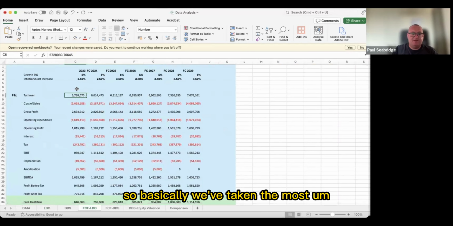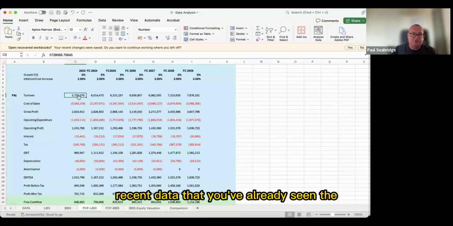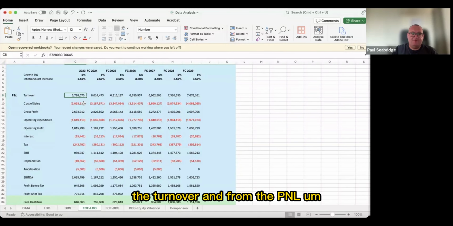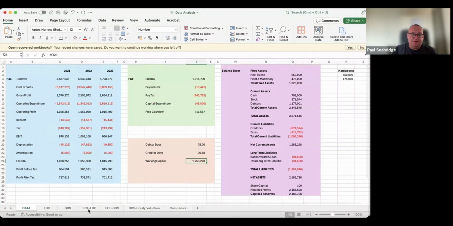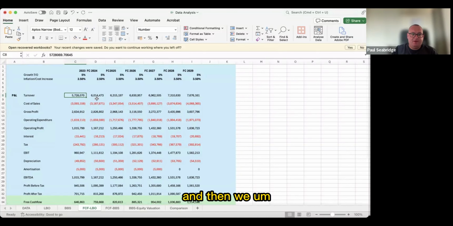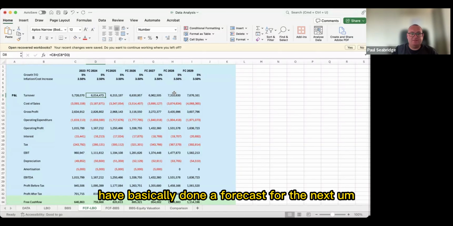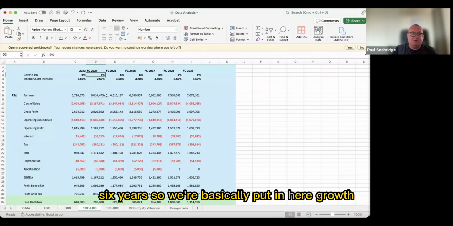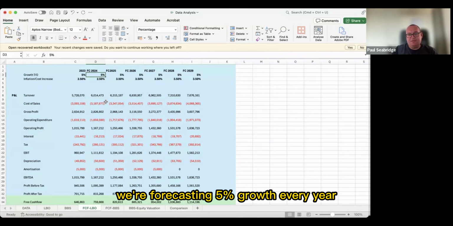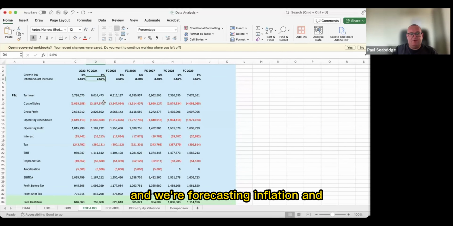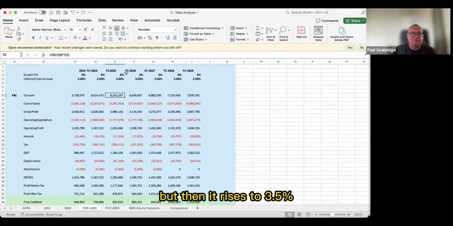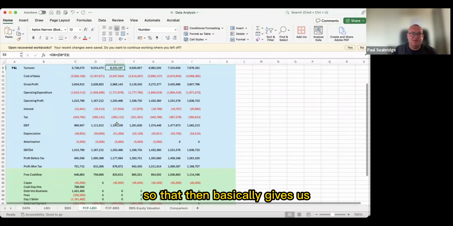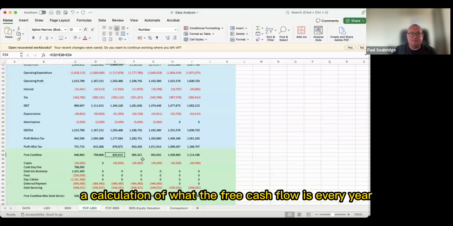So basically, we've taken the most recent data that you've already seen, the turnover and from the P&L. So exactly the same data as what you saw here. And then we have basically done a forecast for the next 6 years. So we're basically putting here growth. We're forecasting 5% growth every year, and we're forecasting inflation and costs and salary rises initially 2.5%, but then it rises to 3.5%. So that then basically gives us a calculation of what the free cash flow is every year.